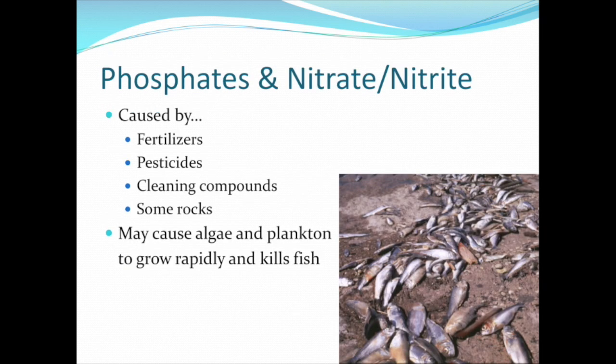Phosphates and nitrates are important ones. These may reach water bodies after these bodies are in contact with fertilizers, pesticides, cleaning compounds, and some rocks. The important thing about these chemicals, phosphates and nitrates, is that their presence allows algae and plankton to grow rapidly in water bodies. As any other aerobic organism, these organisms need oxygen to survive, so the more of them, the more oxygen consumption, therefore less dissolved oxygen in water for fish to breathe, which will eventually cause them to die.